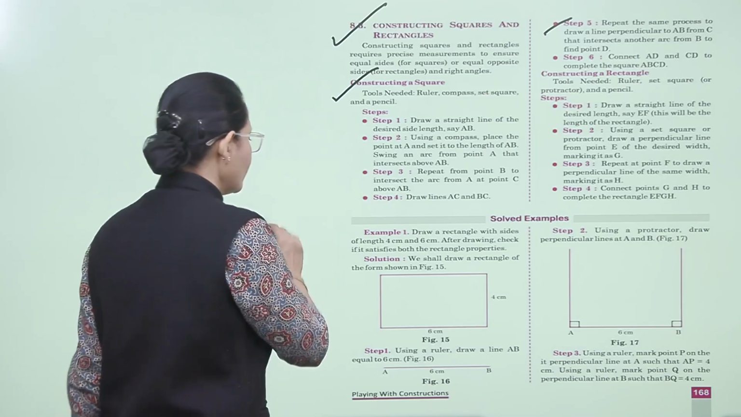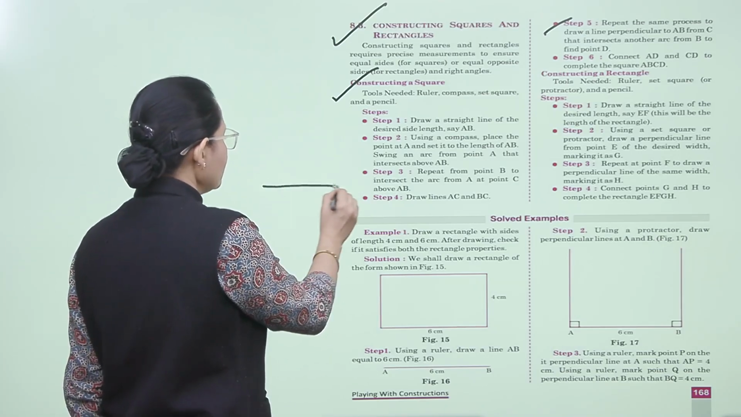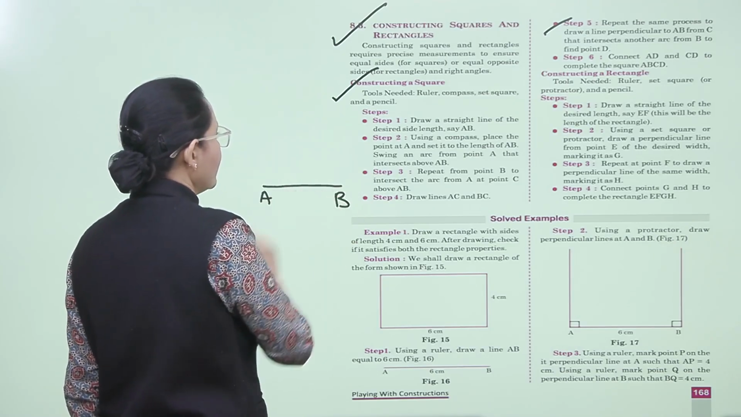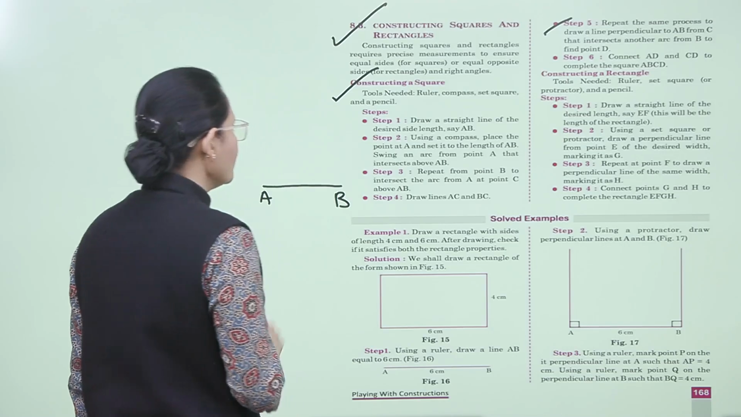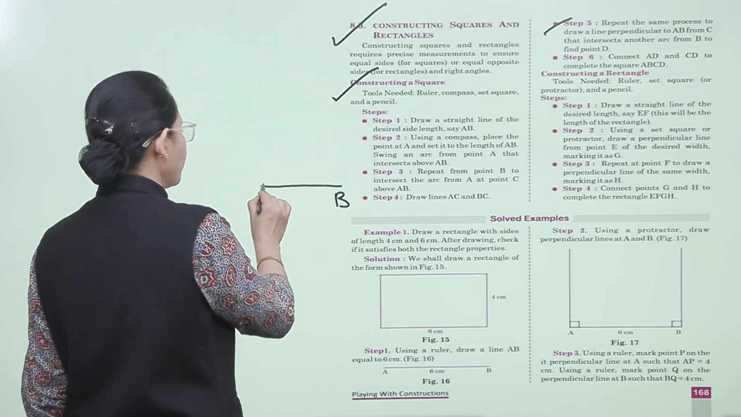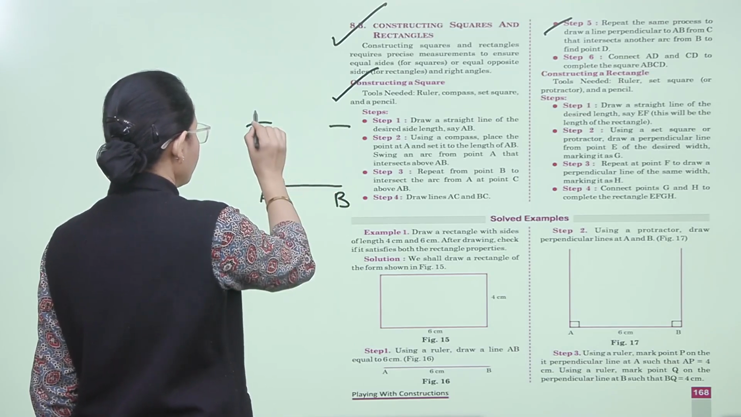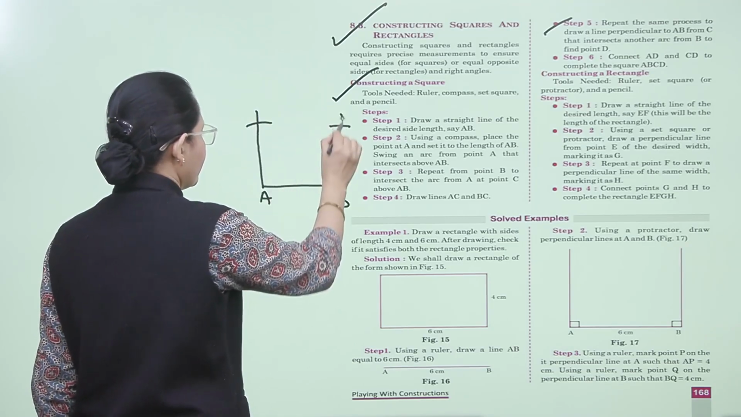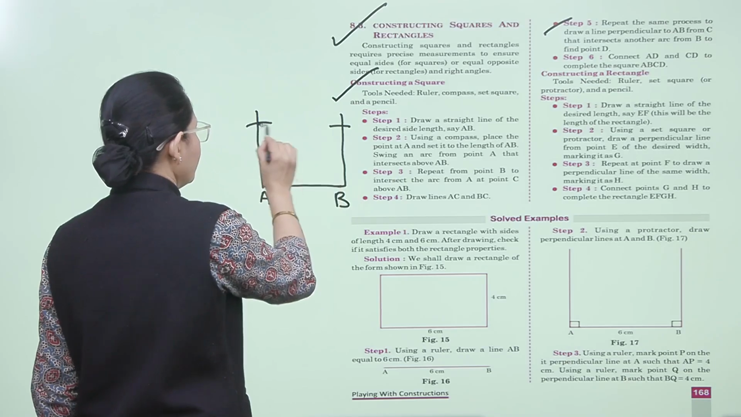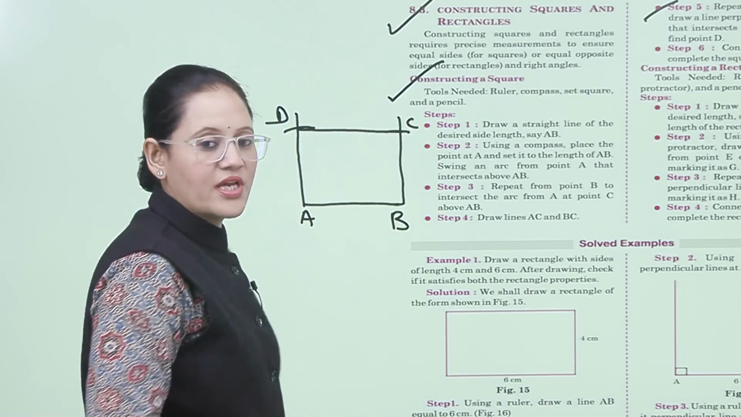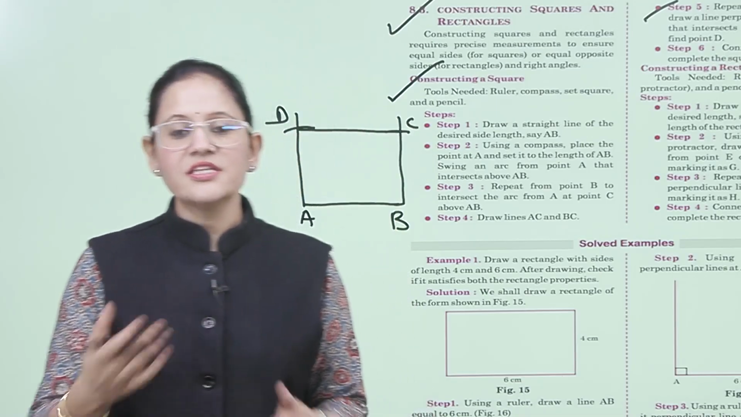So first what we'll do, draw a line segment. Suppose this is AB. Now using the compass, we'll place it at point A and draw an arc, and from B draw an arc. Now I'll draw the perpendicular here and join these points. That will be the square ABCD. Clear? So like this we'll draw.